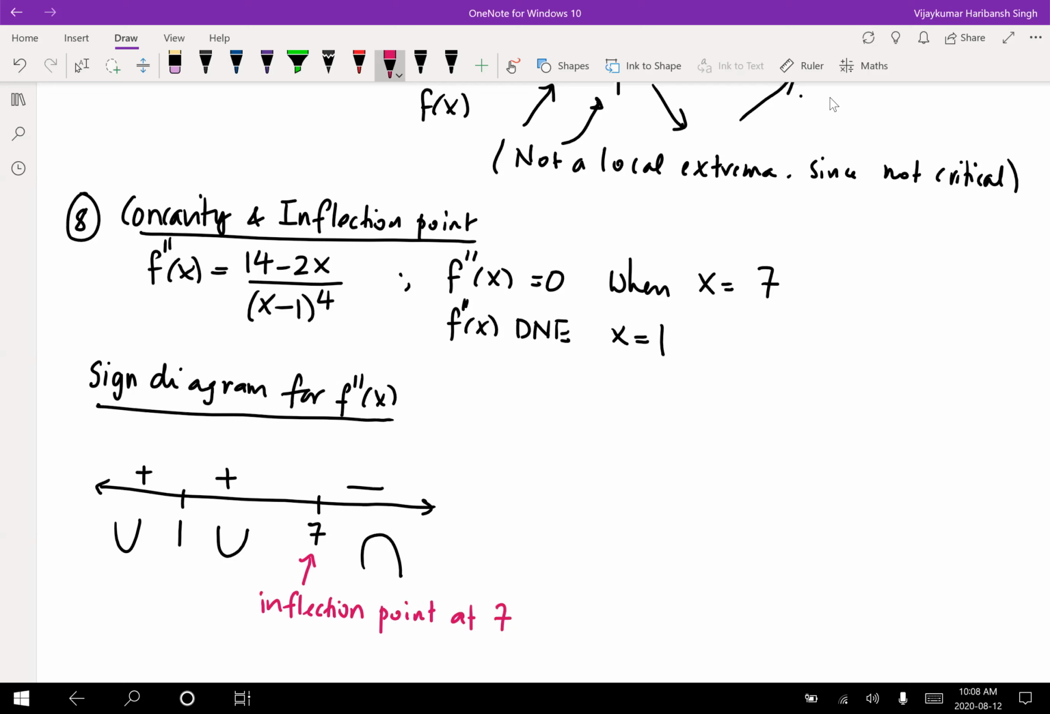So this gives us an inflection point at 7. This is concave up, concave down, sorry, concave up again here, and concave up. My bad, concave down, right? Concave up, and concave down. So what is the inflection point? The inflection point is 7 comma f of 7. So note that the function should be defined at the inflection point. So 7 comma f of 7 is minus 10 over 9. So this is the inflection point.